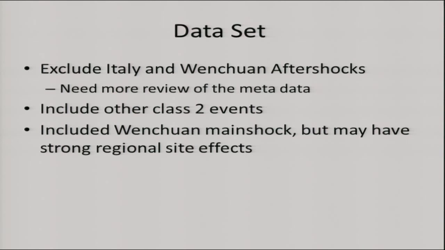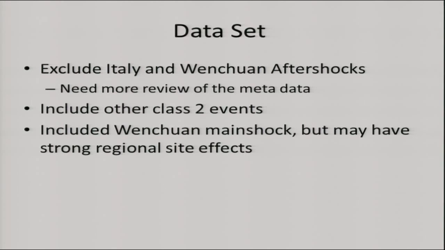This time, the Italian and Wenchuan aftershocks are a big set of data. There's probably 80 or 90 earthquakes in those 2 sets, and I still can't make good sense out of them. And so I put down here, I've excluded them right now. We're going to try to bring them back, but I'm still not convinced the metadata are correct. We get some unusual scaling that comes out of those. So right now, those are not in there.